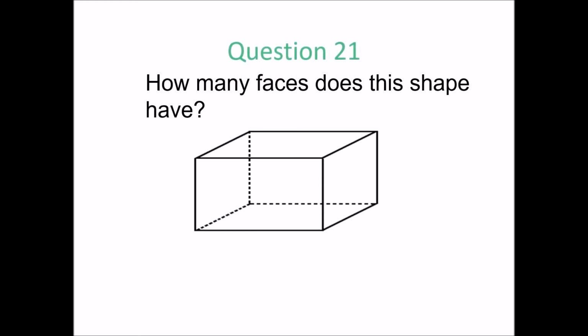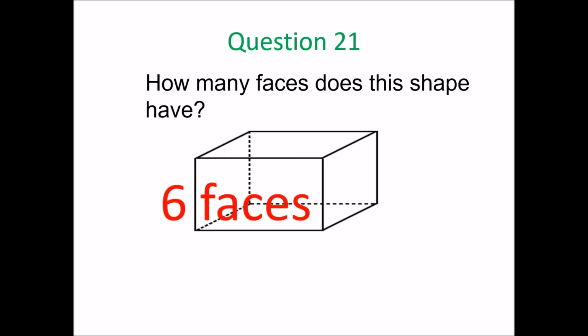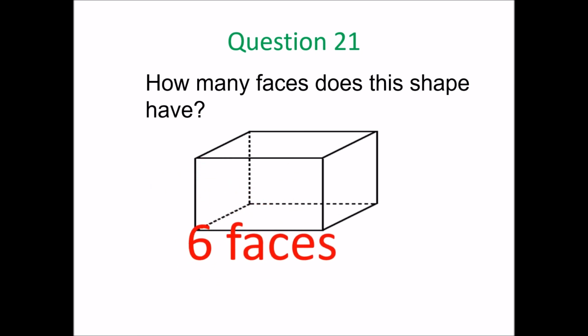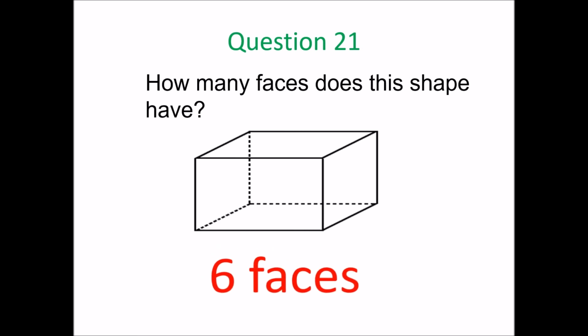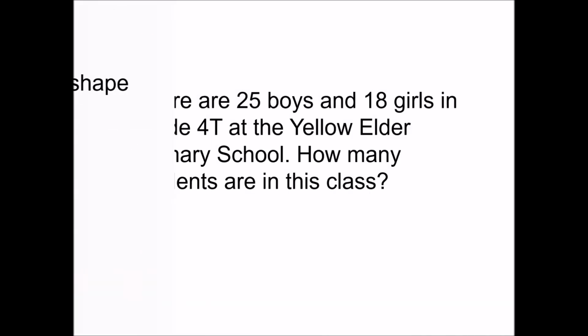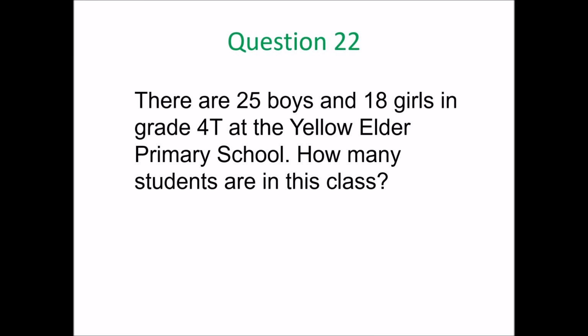How many faces does this shape have? Faces would be the flat surfaces. Count the flat surfaces on a box. And how many would you get? 6. Yes. Top and bottom, side, side, side, side. 6 faces. The flat surfaces would be the faces.